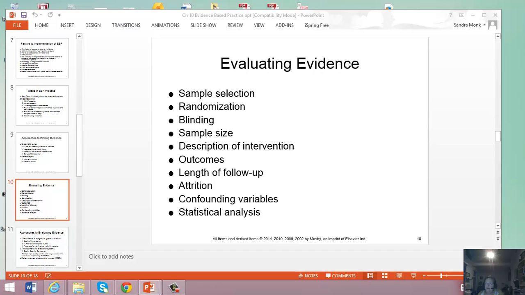And then confounding variables, things that are extraneous to the study but that have an influence on the variables within your study. And then your statistical analysis. Is this something that you need to know ahead of time, how you're going to be able to determine the effectiveness of your outcomes, and what type of statistics you're going to use?